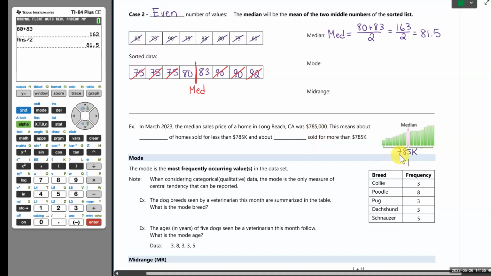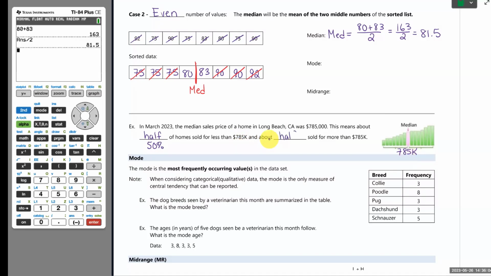So what that tells me in Long Beach is that about half of homes, or you could say 50% of homes, sold for less than $785,000, and then about half, or 50%, sold for more than $785,000. And you could always look up the current median price in Long Beach.